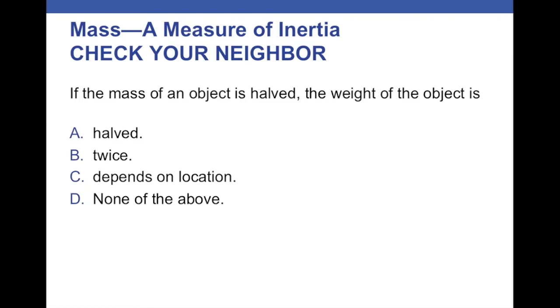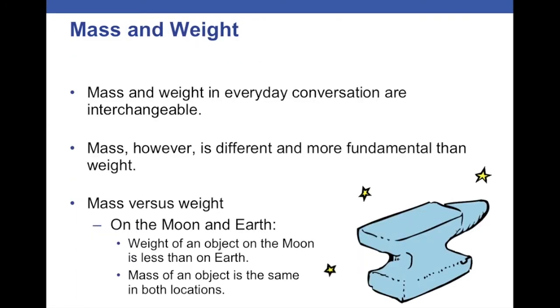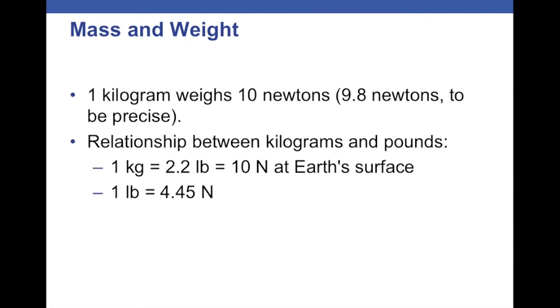All right, so let's go ahead and check, you guys. If the mass of an object is halved, then the weight of the object is what? Halved, because it's proportional. Okay, and we talked about this, so I'm going to go ahead and skip that.